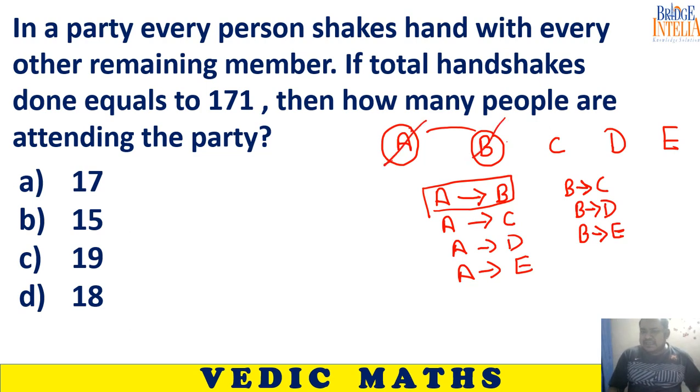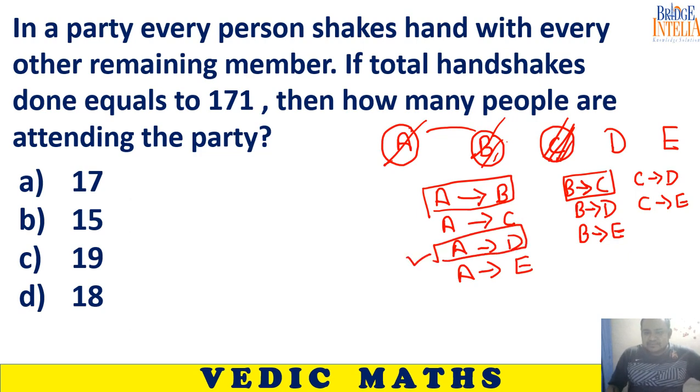So now A and B have shaken hand with everyone else. C has shaken hand with B. C has shaken hand with A, but C has not shaken hand with D, and C has not shaken hand with E. So C will shake hand with D and E. Now C's job is also done. So you can ask C to go back and sit. Now think about D. D has shaken hand with A. D has shaken hand with B also, and D has shaken hand with C also, but D has not shaken hand with E. So the final handshake will be between D and E. So D's job is done.